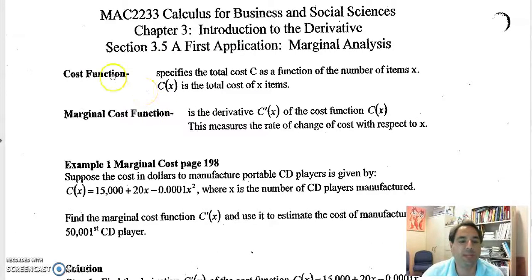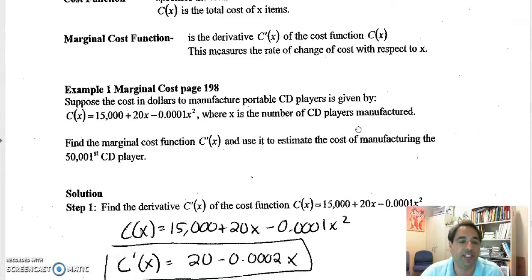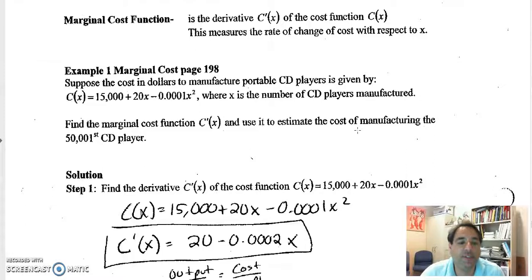So if I plug into the cost function, it would tell me the total cost, but if I took the derivative, that will tell me how the cost is changing. The derivative of cost would be marginal cost, how the cost is changing. So, suppose the cost in dollars to manufacture portable CD players is given by cost equals 15,000 plus 20x minus 0.0001x squared, where the input is number of CD players and output is total cost. And I want to find out the marginal cost for the 50,001st CD player.